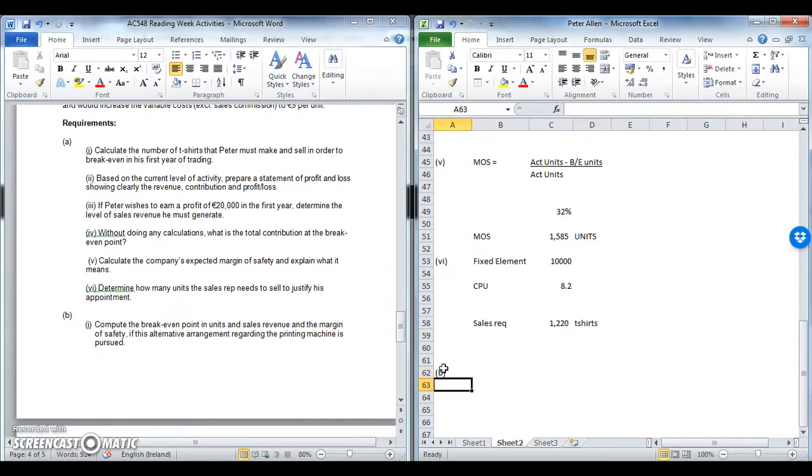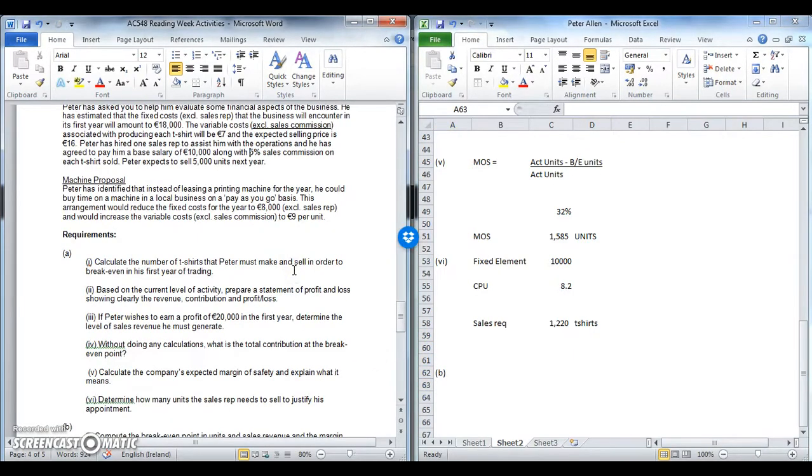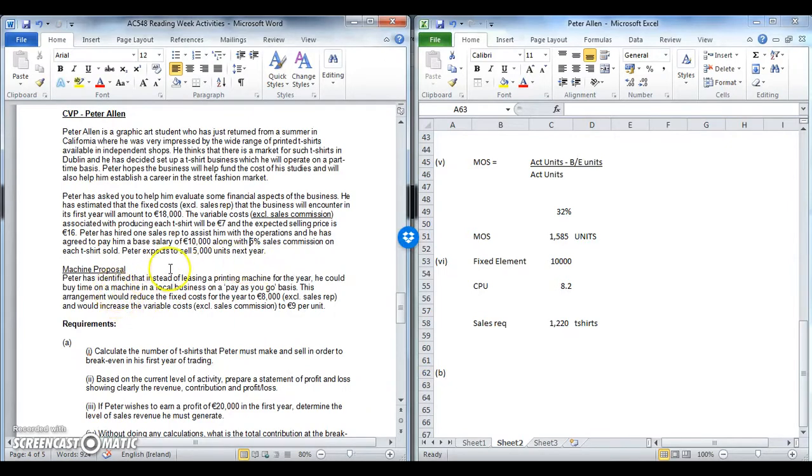Okay. So the next part we're looking at now is B. This relates to the alternative with regards to the printing machine. The machine proposal is, instead of leasing a printing machine every year, he could buy time on a machine. So essentially you're outsourcing your printing to a pay-as-you-go basis.